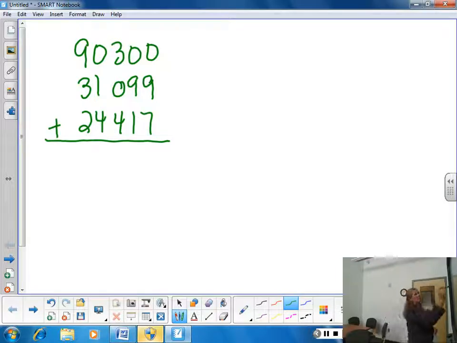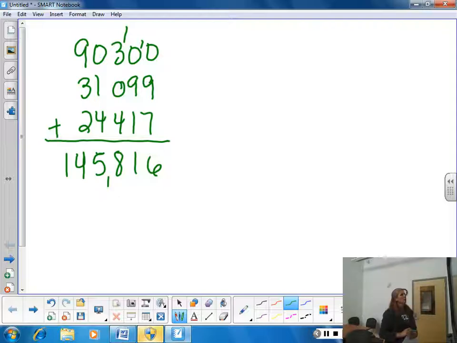9 and 7 is 16. 9 and 2 is 11. 7, 8. 5. 9 and 3 is 12, 13, 14. So when I add these up, I get 145,816.